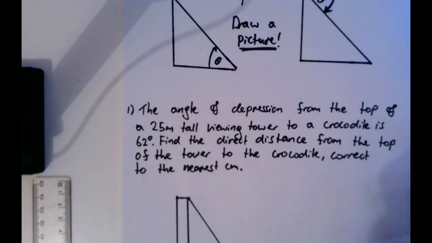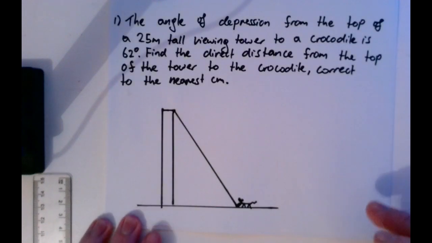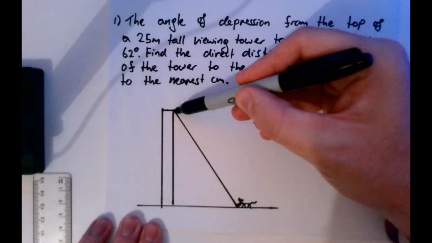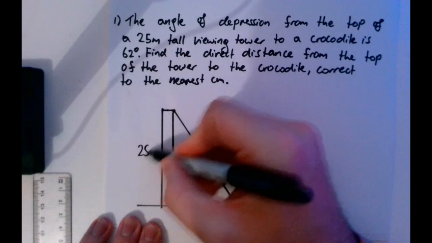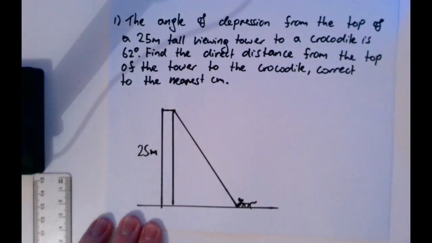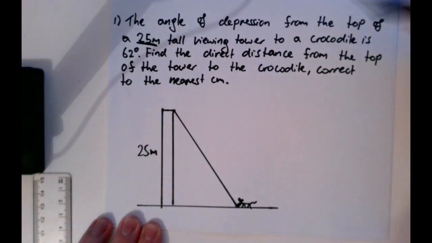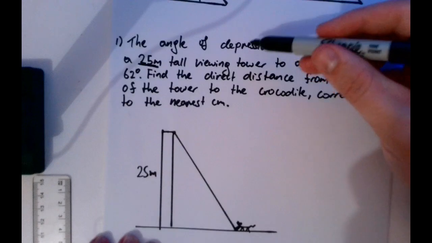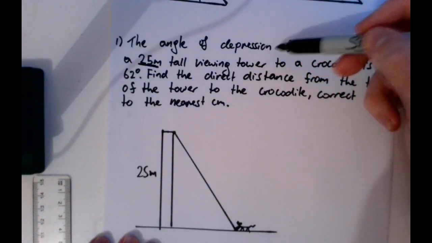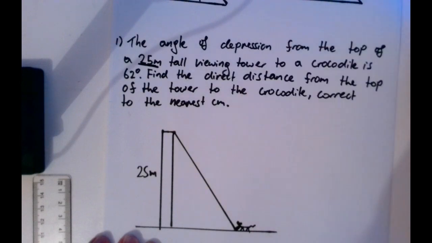Essentially I've gone ahead and drawn a bit of a diagram here for us. Here is the top of my tower, so from the ground to the top we end up with 25 metres. The other piece of information is that the angle of depression, if I just bring this down a bit for you to read, from the top of the tower to the crocodile is 62 degrees.